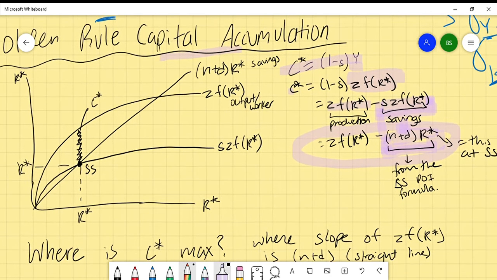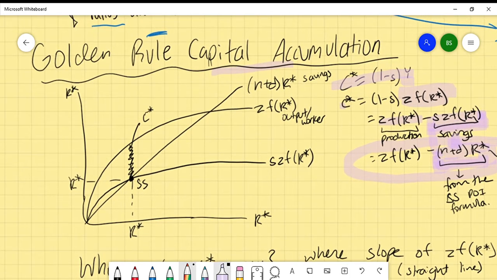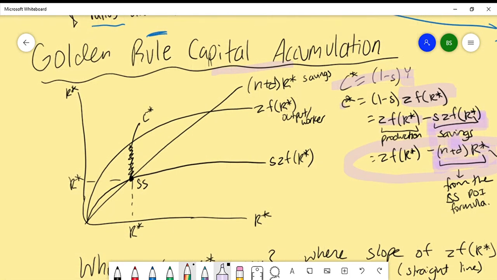So now when we plot out this stuff, we get, oh, this makes sense actually. Okay. So first we have our zf(k) thing, and then we have that whole thing multiplied by s. So s is like 0.1, the savings rate. As a result, this s·zf(k) thing would be smaller than it. Cool? And then we also have our normal straight line going upwards.